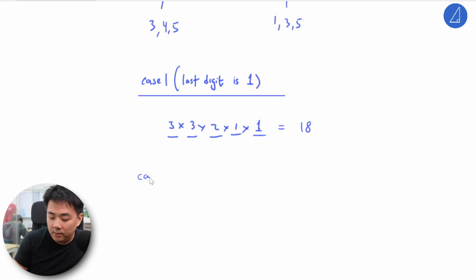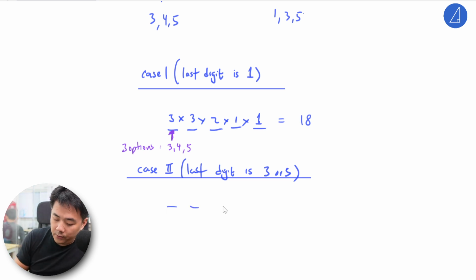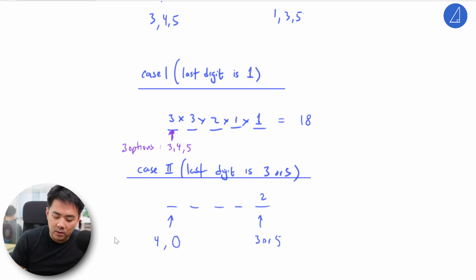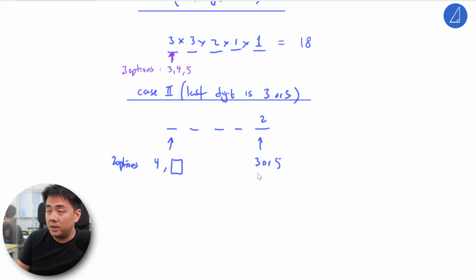Case number 2 is that the last digit is 3 or 5. Then for the first digit I have 2 options, which will be 4 or whichever of 3 or 5 is not used. This depends on what is chosen for the last digit. If you choose 3 for the last digit, then the first can be 5. If you choose 5, then it can be 3. So you have 2 options here, then 3, 2, 1 as well. This is the number of ways.